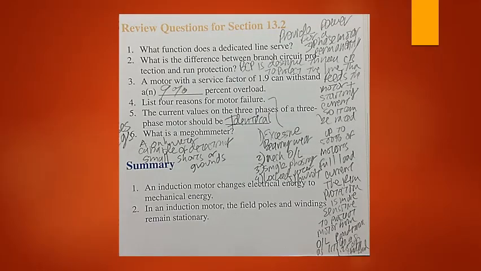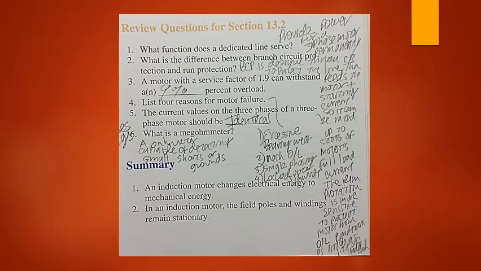And now review questions for Section 13.2. What function does a dedicated line serve? It provides power for a three-phase motor permanently. What is the difference between branch circuit protection and run protection?